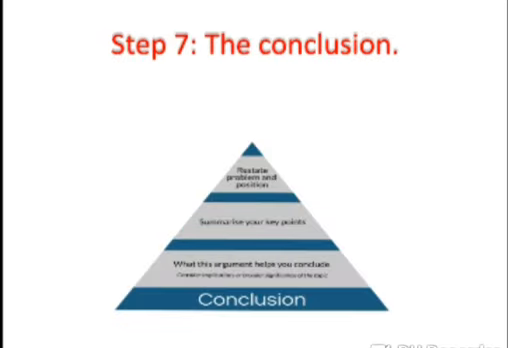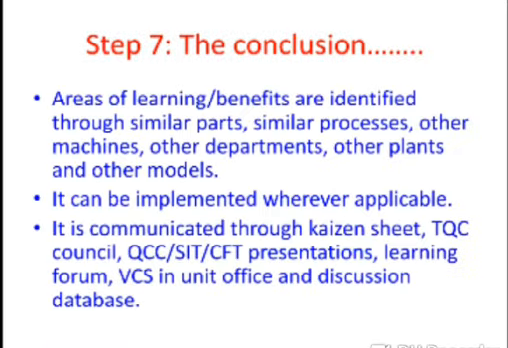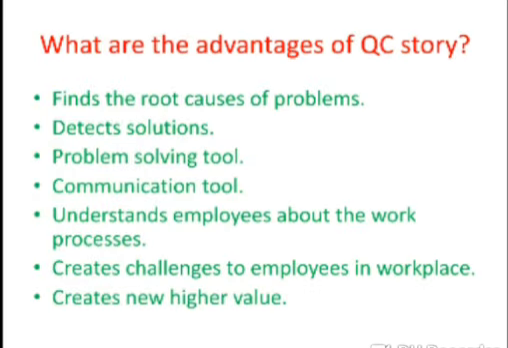Step 7, the conclusion. Areas of learning or benefits are identified through similar paths, similar processes, other machines, other departments, other plants, and other models. It can be implemented wherever applicable. It is communicated through Kaizen sheet, TQC Council, QCC or SIT or CFT presentations, learning forum, VCS in unit office, and discussion database.